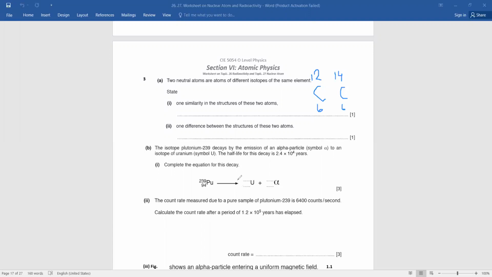Yakin, can you tell me here? 235 and 92. Now you understand how it is 235? Because alpha, its mass is 4, right? Then you have your 239 plutonium. So 239 minus 4, it is 235. And 94 minus 2 equals 92. Okay, now it's clear.